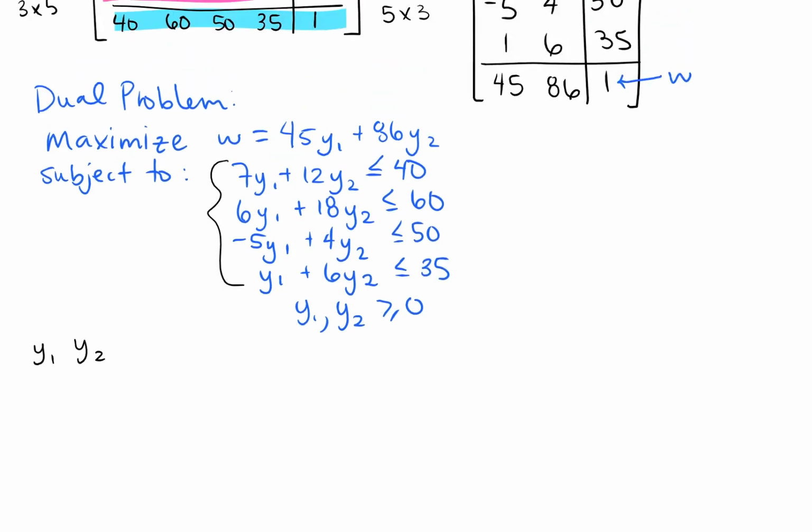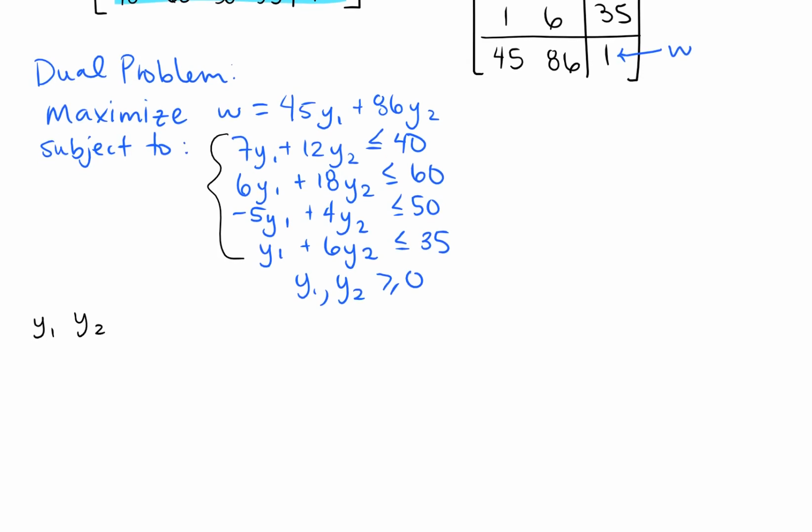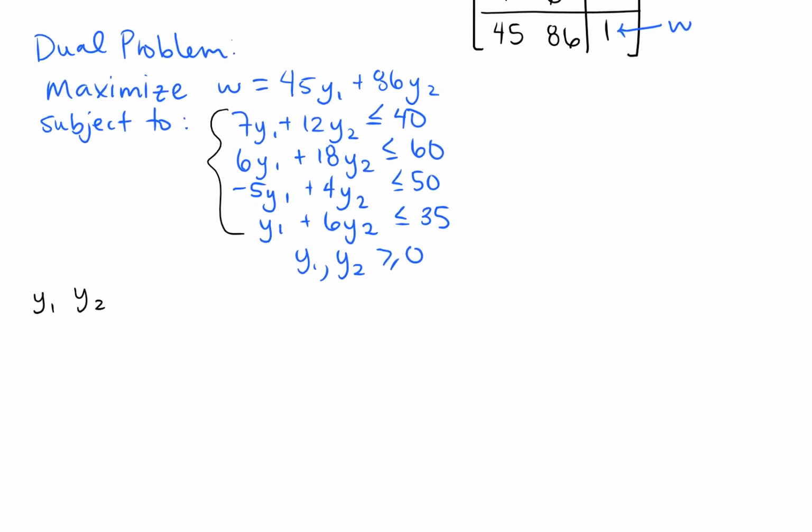But think back to the original problem. Originally we had 4 variables. And so these slack variables are actually representing our original variables, x1, x2, x3, and x4. So we'll have x1, x2, x3, x4, and of course we'll have w instead of z, and then our constants.